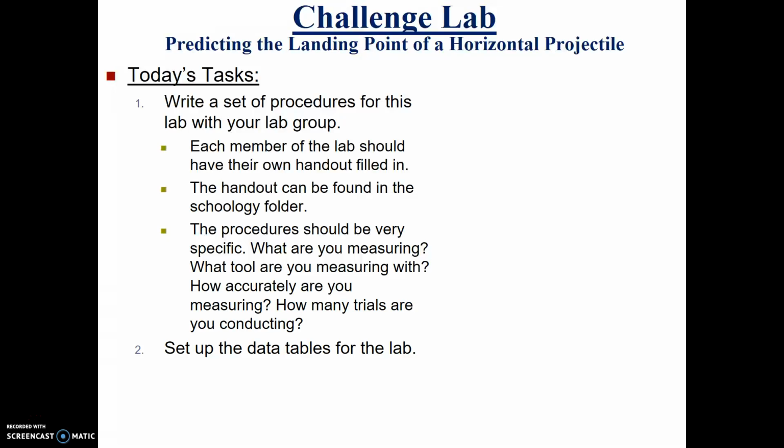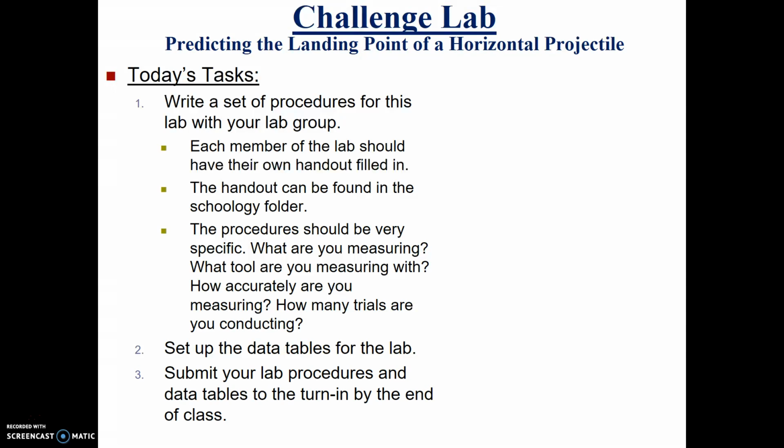After you're done writing your procedures as a group, you're going to set up your data tables for the lab. You're going to insert data tables into Word and have it all set up so we're ready to go for our experiment tomorrow. Once you are done, you're going to submit your lab procedures and your data tables to the Turn-In by the end of class. The Turn-In can be found in the folder for today on Schoology.